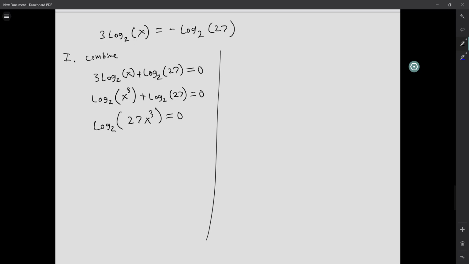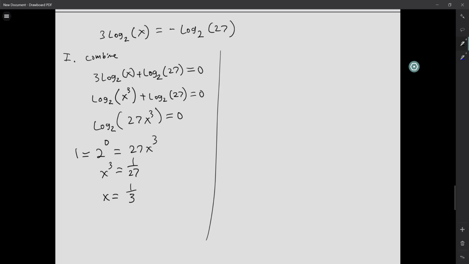And then I can use the log definition to say that 2 to the power of 0 equals 27x cubed. But 2 to the 0 is just 1, which means x cubed is equal to 1 over 27, or x equals 1 over 3 as a final answer.